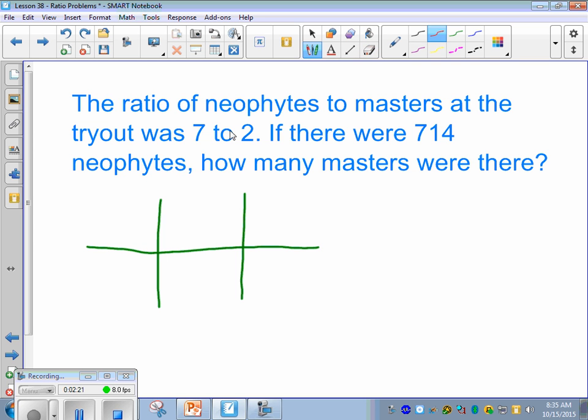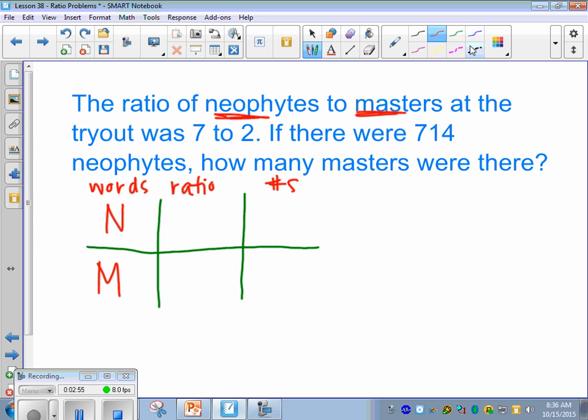Yeah. Nice. Okay. So in our ratio boxes, what we're always going to have is in this first column, the actual words. The second column, we're going to have the ratio. In the third column, we're going to have the real numbers. Okay? So for this problem, we have neophytes and masters. I like to use initials because it's a lot easier than writing out the whole word. So we're going to have N here and M here, neophytes and masters.